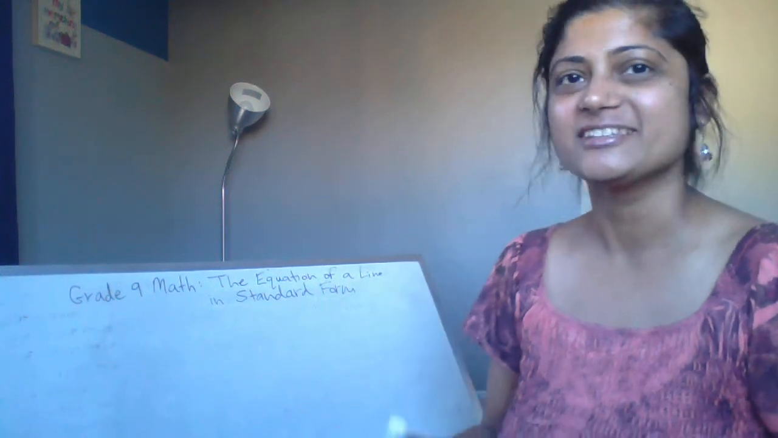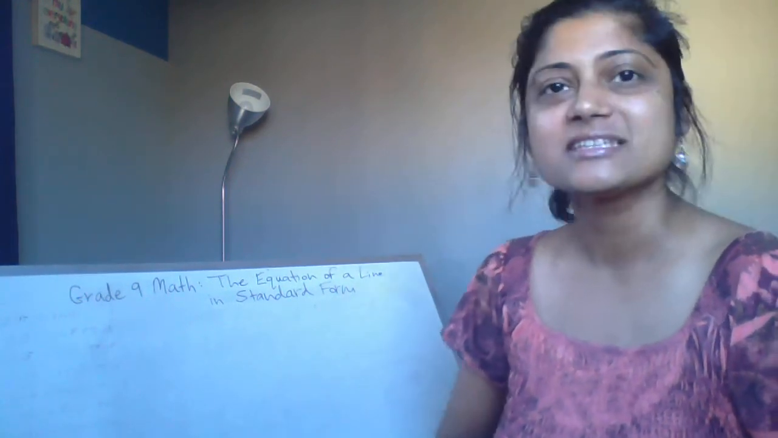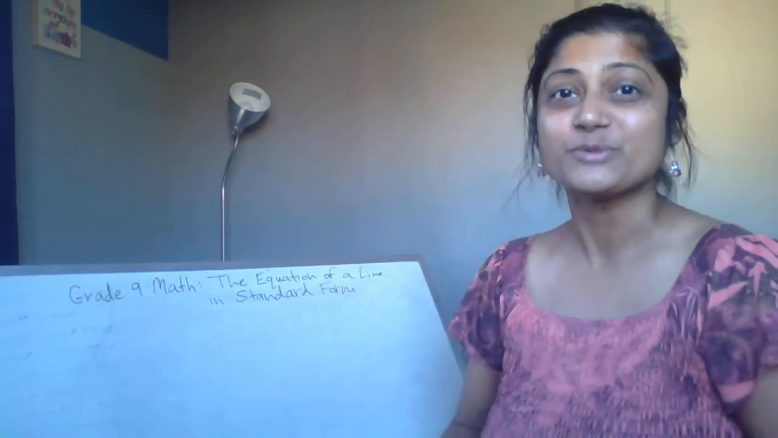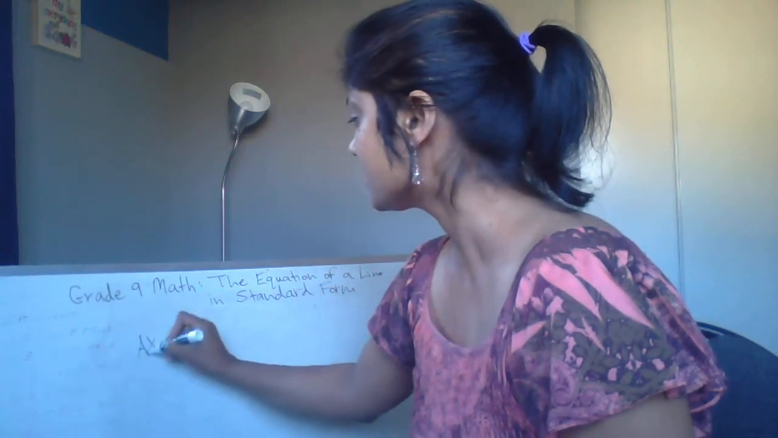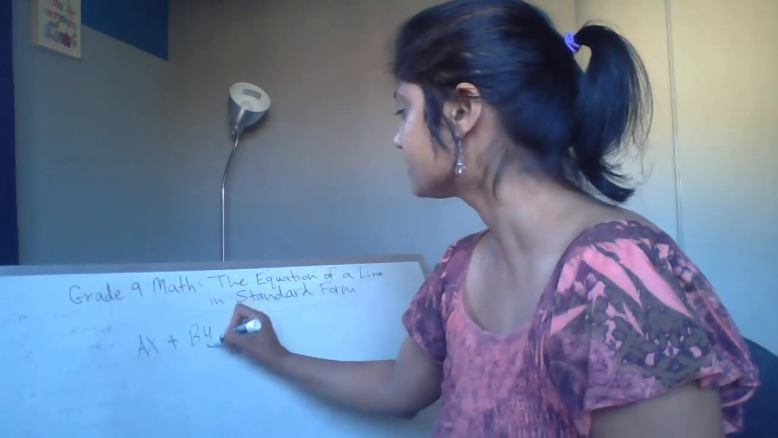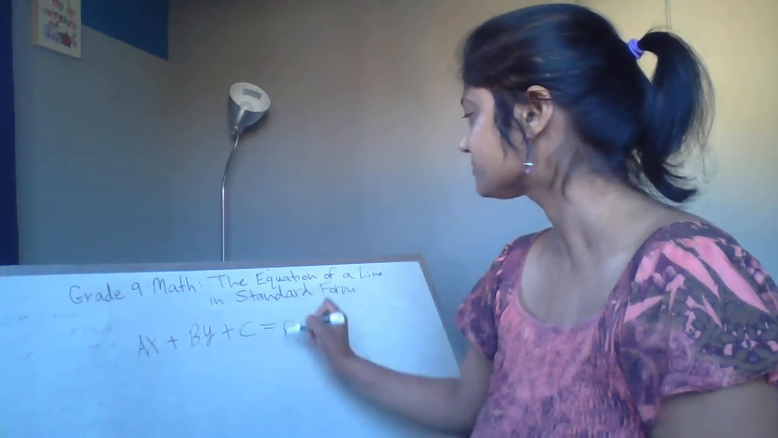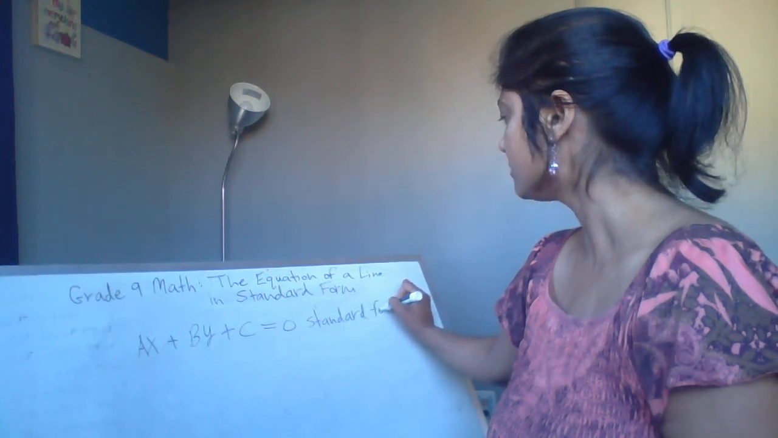My name is Jag, and today's class we're going to continue with our grade 9 content, and the topic is the equation of a line in the standard form. So first off, I'm going to write out the standard form on the board so everyone can see it. It's ax plus by, and then plus c equals 0. Right beside it I'm going to put the other form.